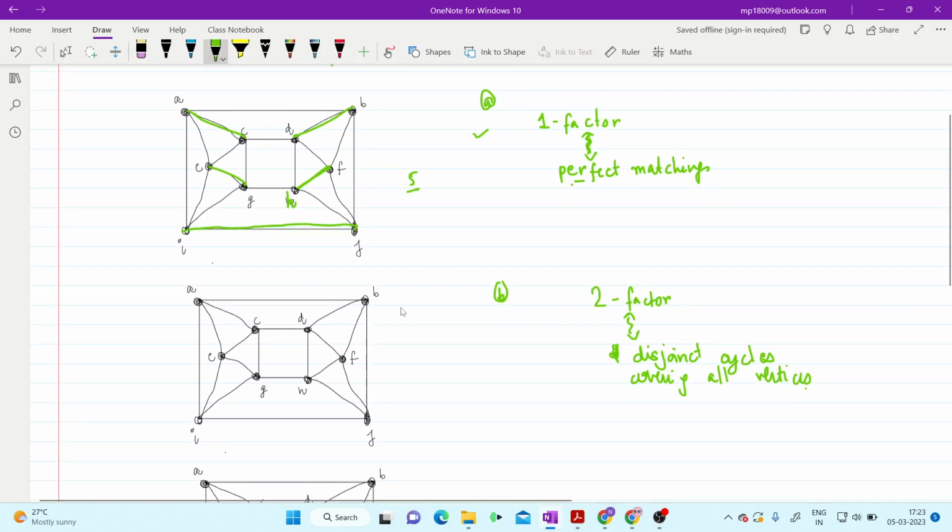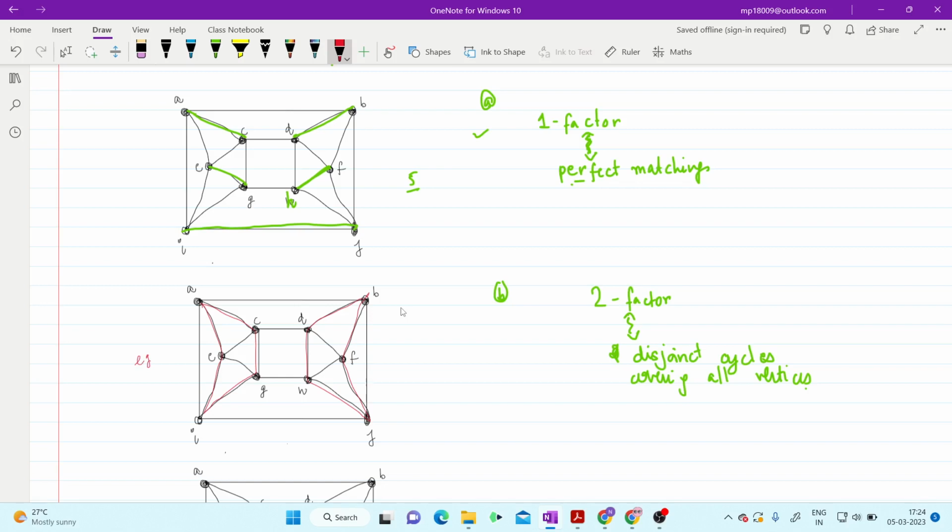What is a two factor in this graph? ACGIEA, one cycle. Okay, so you are saying this one. Same way the other side, DB. Yes. So see, it has given us disjoint cycles. We have two cycles which are covering all these vertices. So this is one of the two factors.